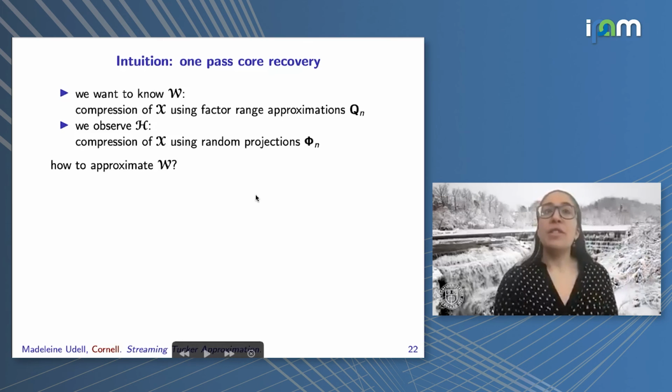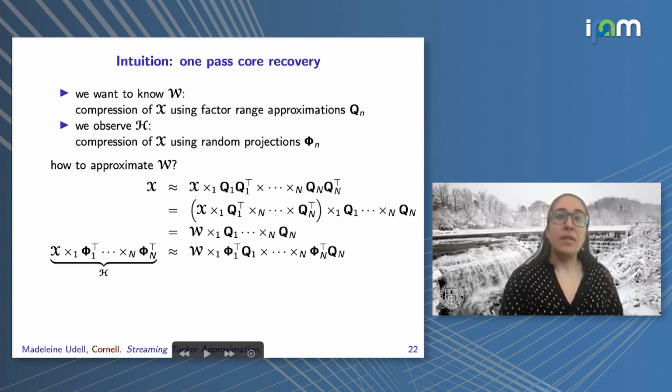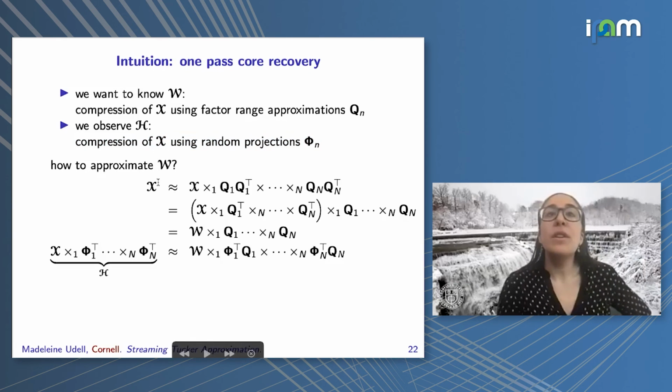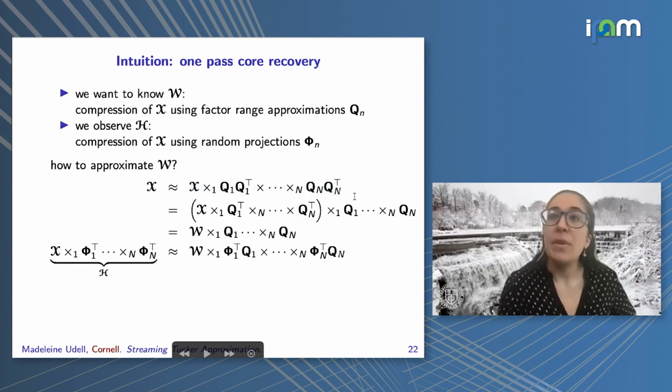I have this core sketch, which was a compression of X using random projections phi. I notice that X should be approximately equal to X projected onto the space spanned by these factor matrix approximations along each mode. I'm going to collect terms and observe that this core compression, which is what I want to approximate, this W, is of this form.